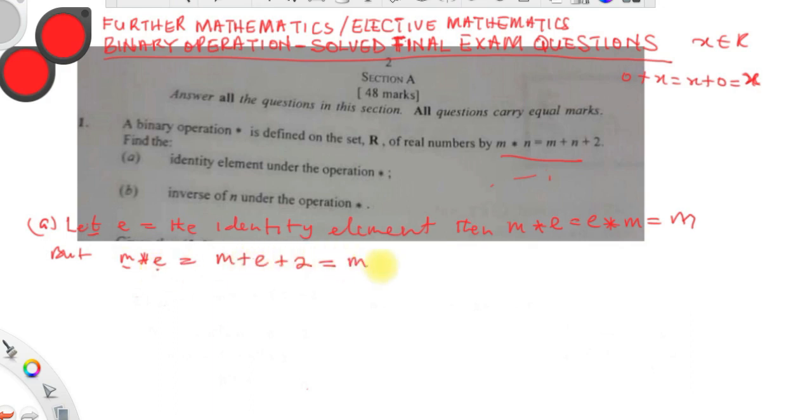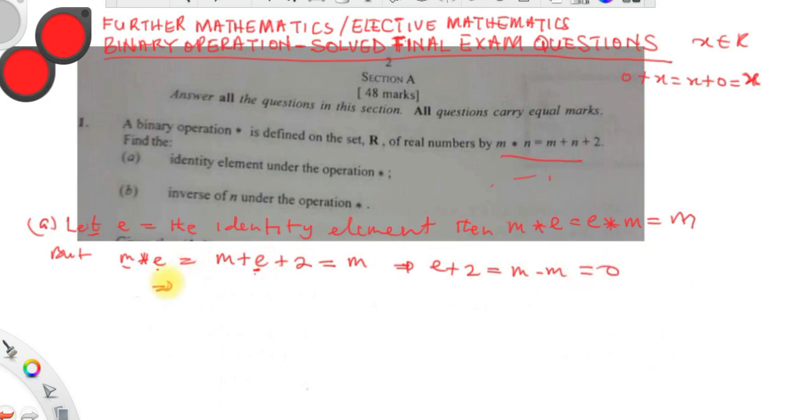So this is equal to what? M. So this implies we have to find the identity element. We have to make the identity element the subject, because we are looking for the identity element. So it implies that e plus 2 is equal to m minus m. What is m minus m? M minus m is equal to 0.